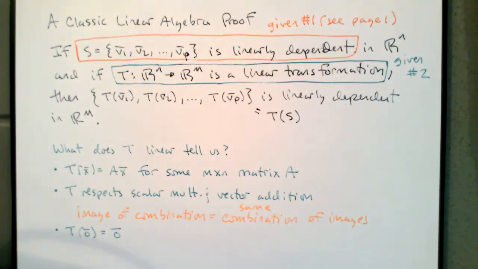Since we're starting off with a linearly dependent set, that makes us think one of the vectors is a linear combination of the others. We're running them all through a linear transformation which respects those linear combinations. So that means that one of the vectors in the set of images is going to be that same linear combination of the vectors in S. So now we can see how we're going to use given information 1 and given information 2 to get what we want.